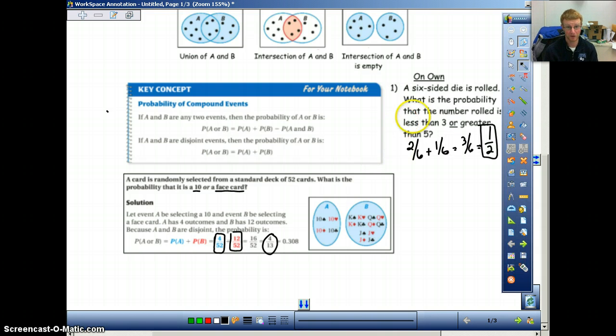All right, so hopefully this one was pretty easy. A 6-sided die is rolled. What's the probability that a number rolled is less than 3? So 2 out of 6. Less than 3 means 1 or 2. And then or greater than 5.